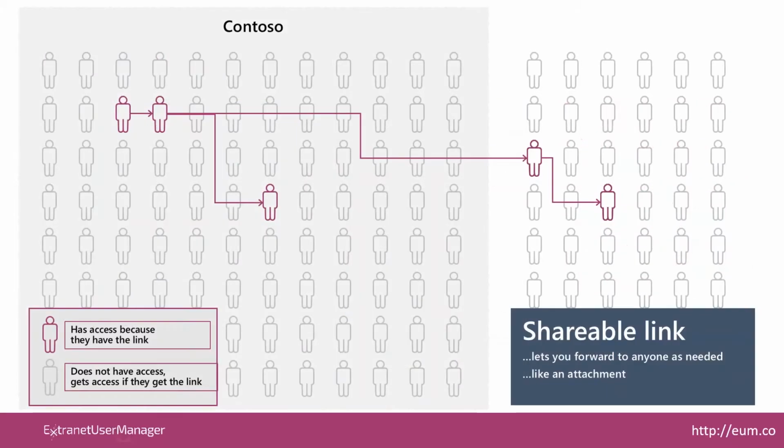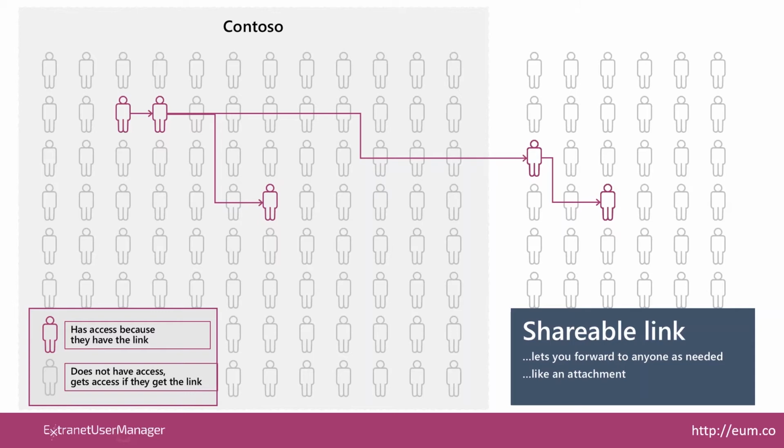So if we look at, on the left being your corporate staff in Contoso in this example, that link can get shared around internally within the organization, but anybody can forward that link on. In fact, on the right-hand side, you can see there's an external user who's received that link and has then forwarded it on to somebody else external. There's no restrictions against that.